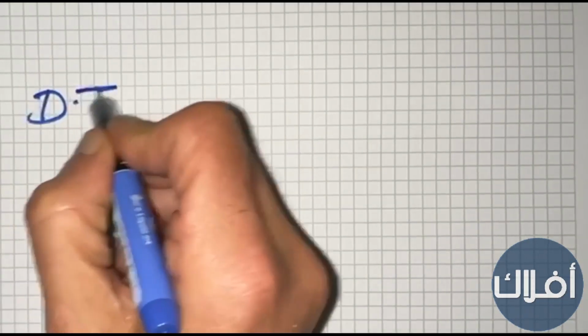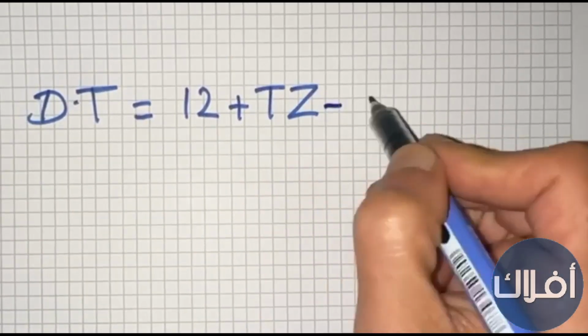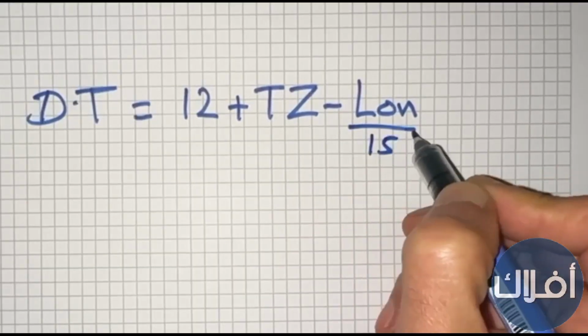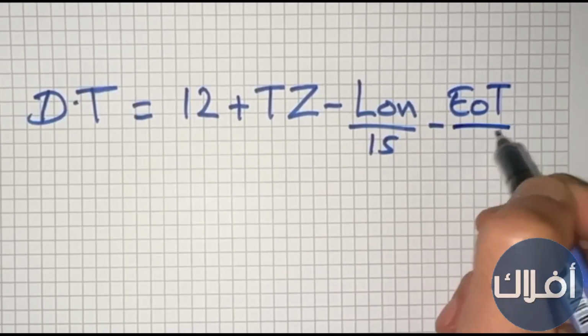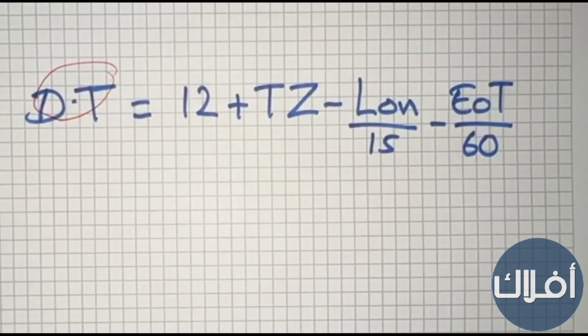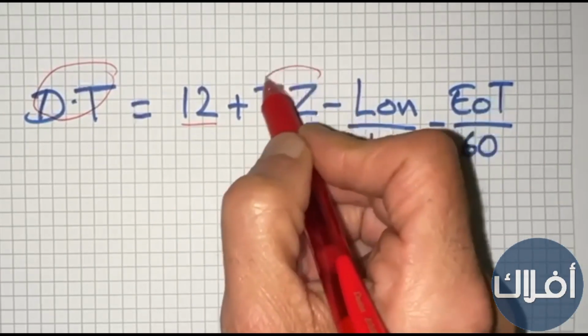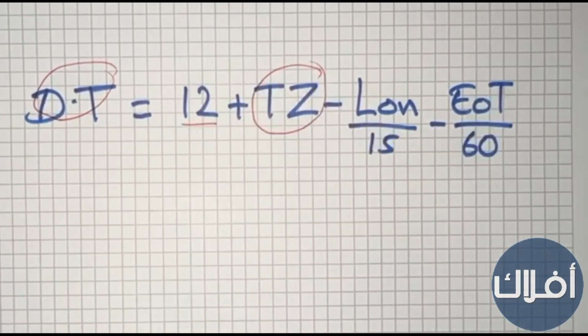The formula to calculate Dhuhur time is dt equals 12 plus tz minus ln over 15 minus EOT over 60. dt is Dhuhur time in hours, or noon time in hours. 12 is midday, or 12 noon. Tz is the time zone of the location, which is the time difference between the location and Greenwich Mean Time, GMT, or the new name UTC, Coordinated Universal Time. Time zone is positive for regions east of Greenwich and negative in the west.